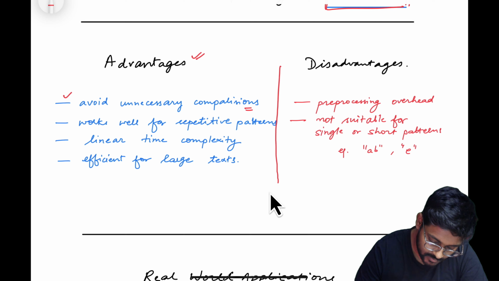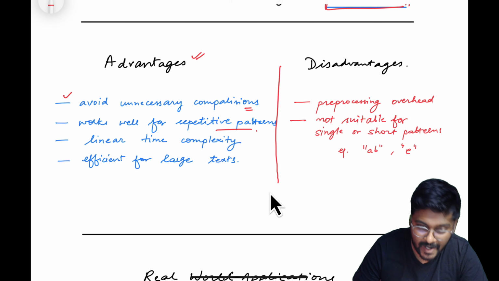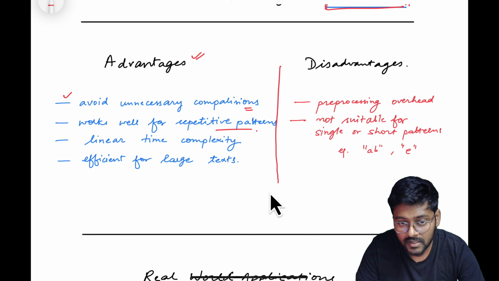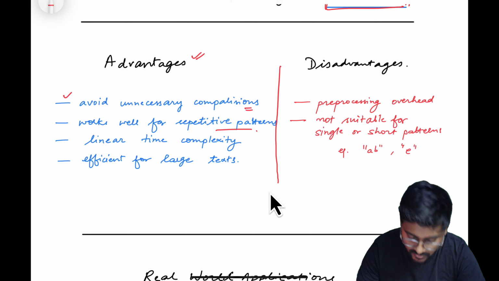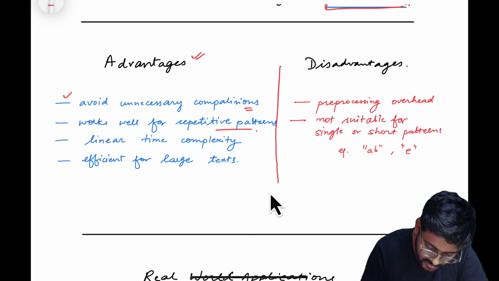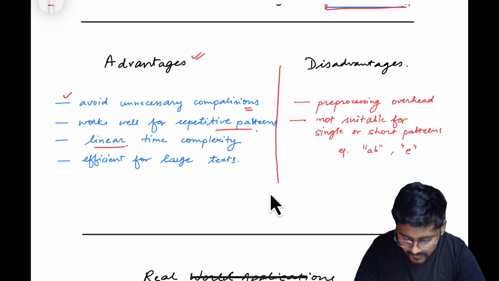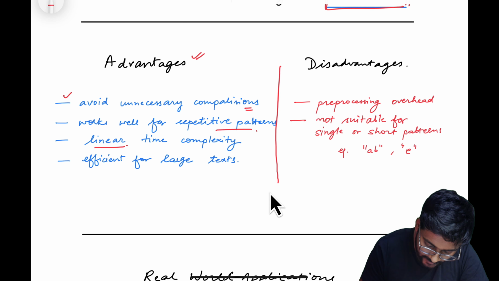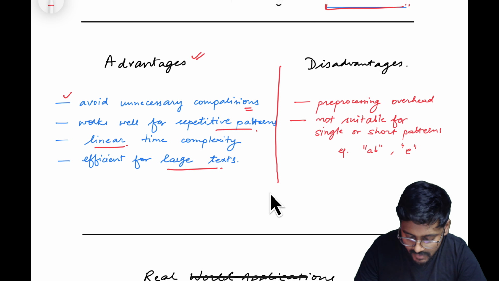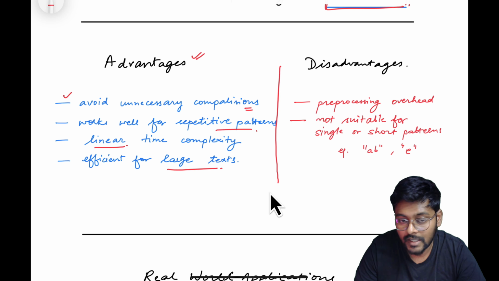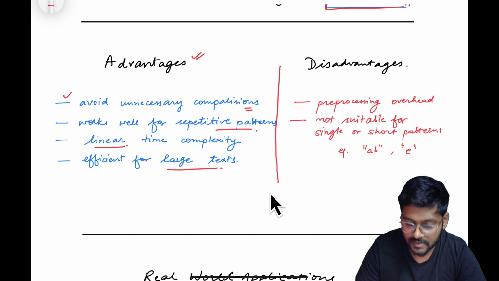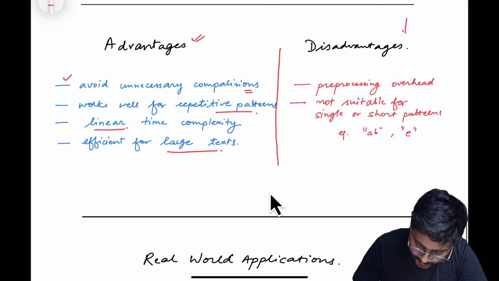So avoiding redundant operations works well with repetitive patterns. When the pattern length is very big and there are repetitions in the pattern, then it is working fine. Linear time complexity, great, that is awesome. That's why we are able to find any word in a Word document quite fast. Efficient for large text. If it is a linear time complexity, then we don't have to worry about a large number of test cases. Let's come to the disadvantages.